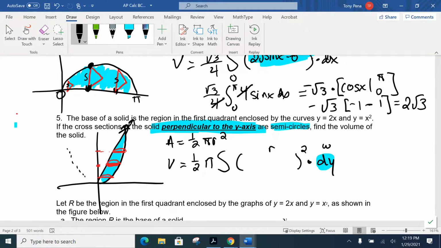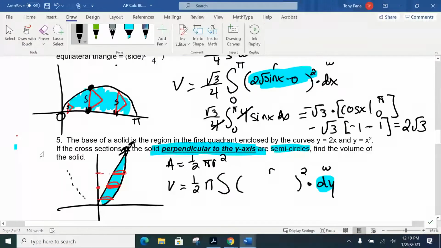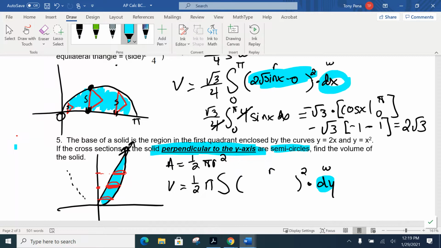Mentioned it a few times. I'm going to continue to mention it. If you can keep that straight, anything vertical has a width that would be defined along the change in x, or the x-axis. Anything that's horizontal, like number 5, your width is measured as the change along the y-axis. So because of that, this whole integral has to be expressed in terms of y.